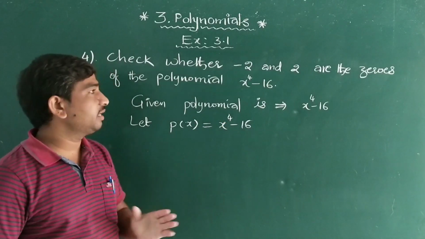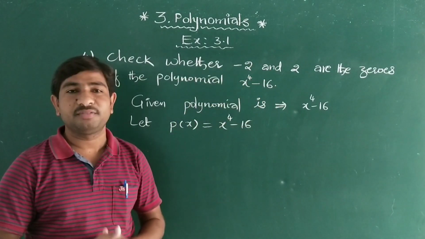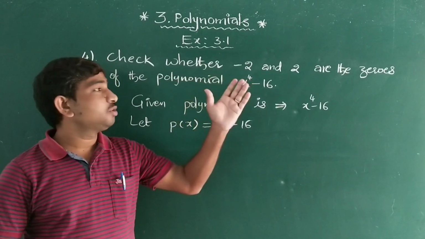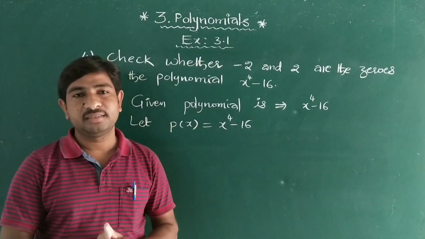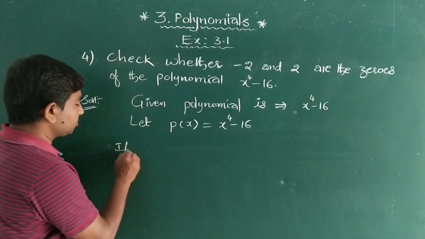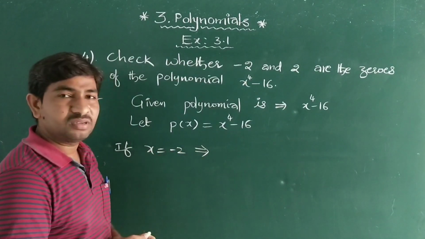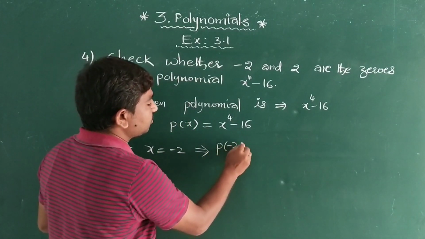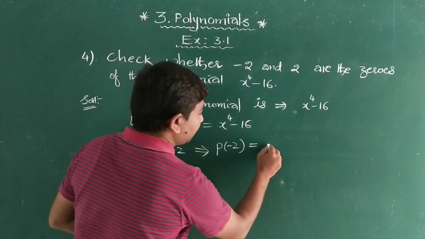So what we have to check here? Whether minus 2 and 2 are the zeros of this polynomial or not. For this, first take x is equal to minus 2. If x is equal to minus 2, then substitute x by minus 2, it becomes p of minus 2. Substitute x by minus 2, then what you will get?